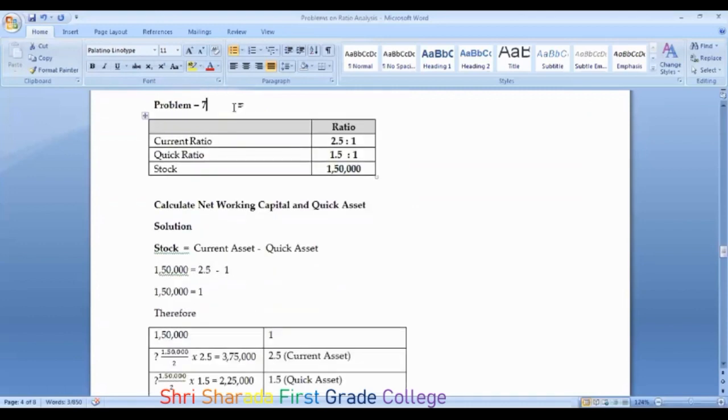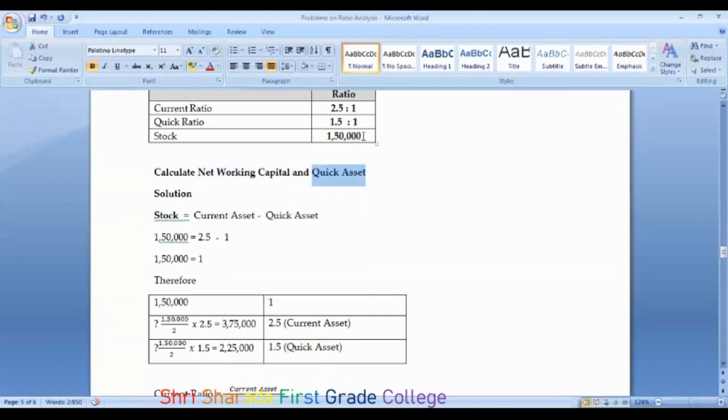Clear? So now problem 7 goes on with the current ratio 2.5 is to 1, quick ratio 1.5 is to 1, stock 1,50,000. So net working capital. So what is the formula for working capital? Current assets minus current liability. See, and there is quick assets. Quick assets includes what? Current assets minus stock. So stock is given there. So 1,50,000. So find out the stock, current assets minus quick assets.